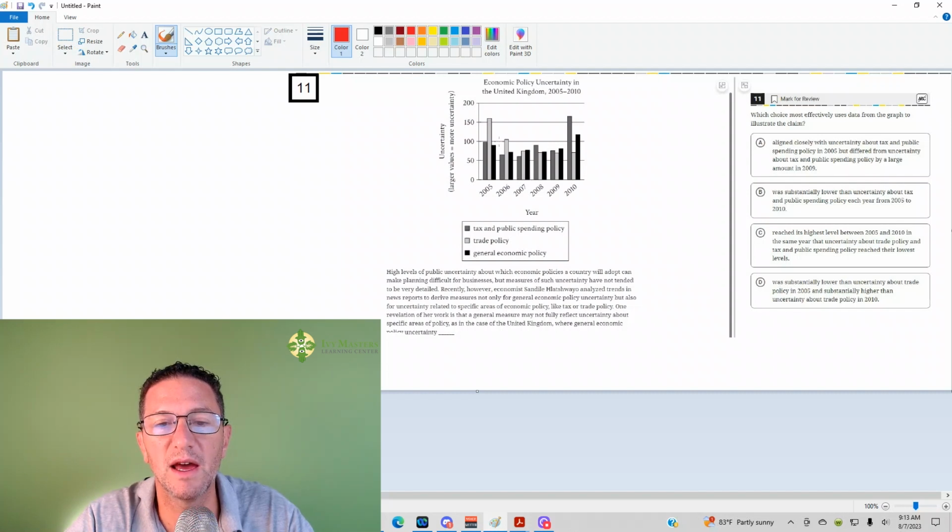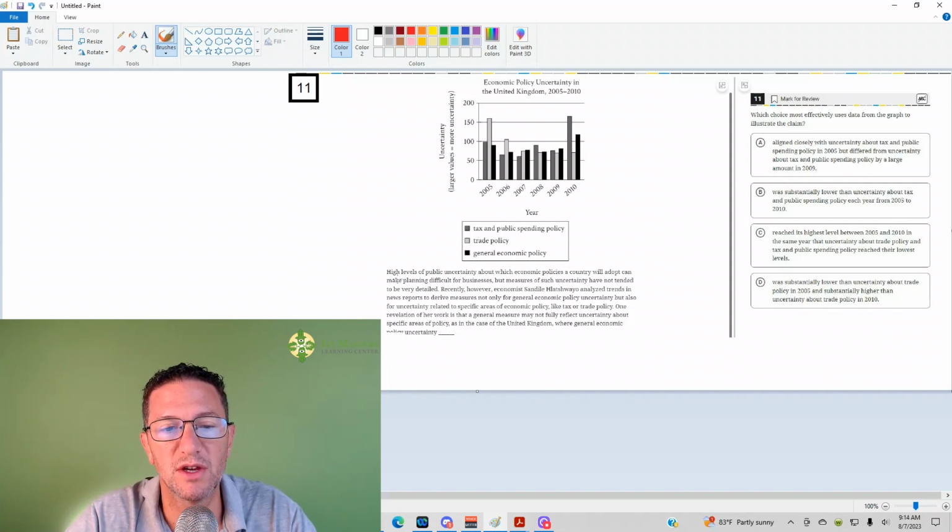And you can see that in 2005, the highest is trade policy. Same thing with 2006, that's the highest uncertainty. 2007, general economic policy is the highest. 2008, tax and public spending policy is the highest. So on and so forth. So you want to make sure you look at the graph and have an idea of what's going on before you go looking to answer questions.